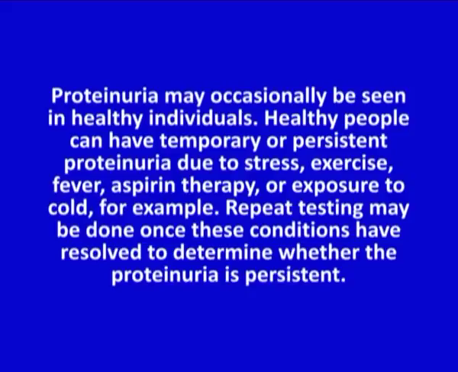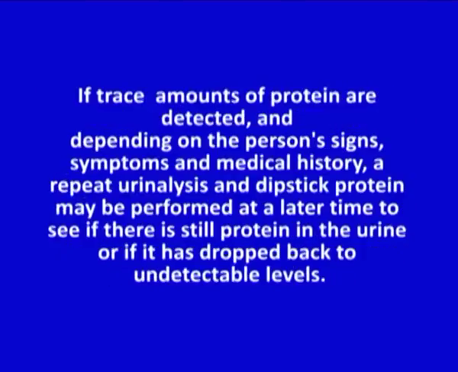For example, a repeat testing may be done once these conditions have resolved to determine whether proteinuria is persistent. If trace amounts of protein are detected, and depending on the person's signs, symptoms and medical history, a repeat urinalysis and dipstick protein may be performed at a later time to see if there is still protein in the urine or if it has dropped back to undetectable levels.